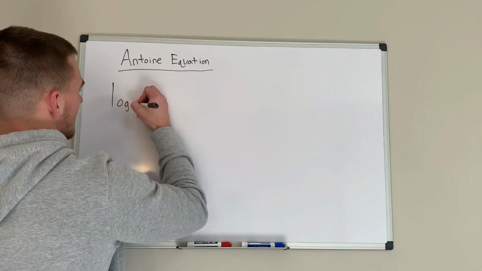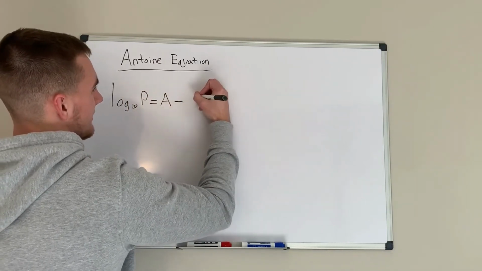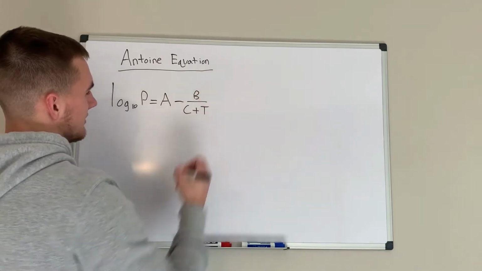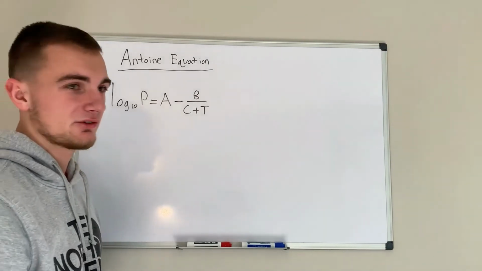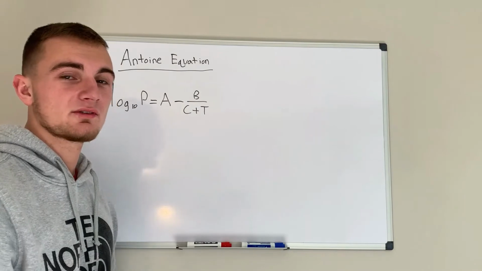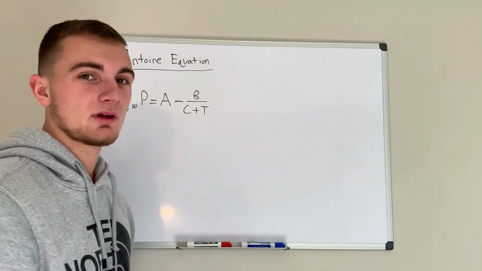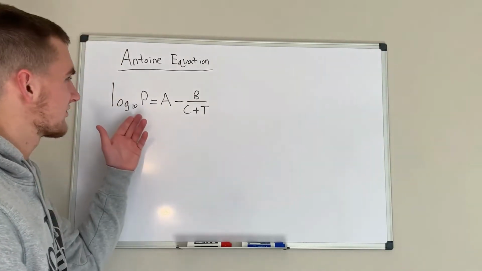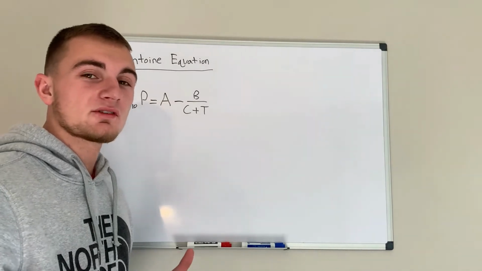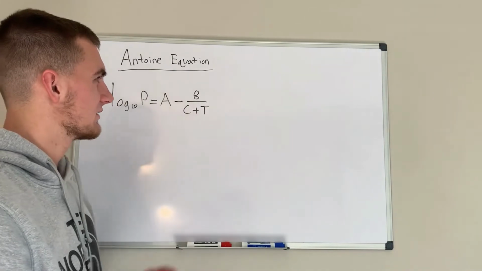Log base 10 of your vapor pressure equals A minus B over C plus T. Now as I said, P is your vapor pressure, T is the temperature, and A, B, and C are coefficients that are given to you beforehand and are specific to each substance that you're working with. Now in this example, I have been given experimental data for vapor pressure and temperature of water. And first I will be using nonlinear regression in order to determine the variables of A, B, and C.